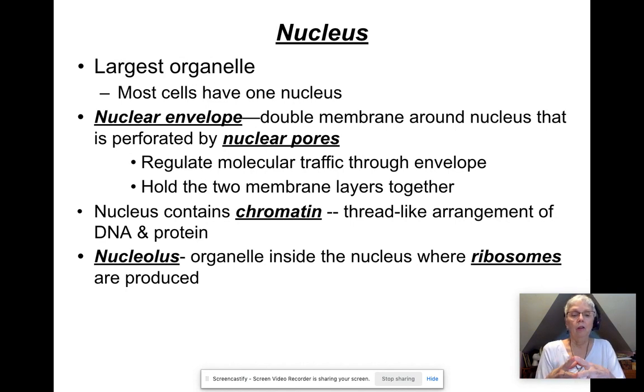So the nucleus contains chromatin, which is your DNA and protein together. And the nucleolus, which is in the center of the nucleus, and it's a really dark center, makes ribosomes, and ribosomes are very important in making proteins.